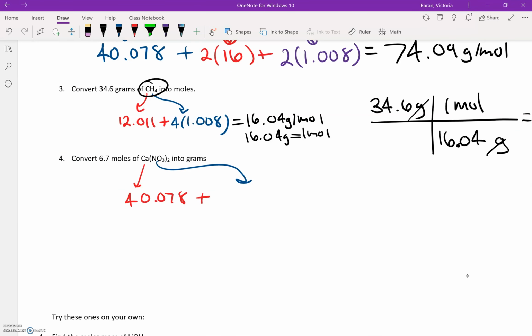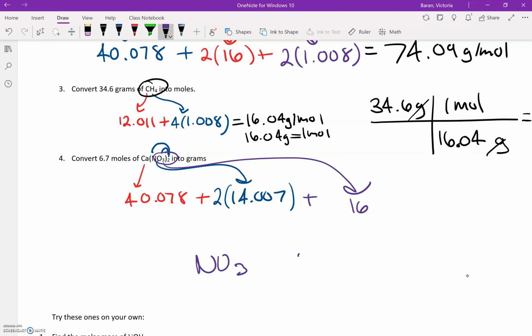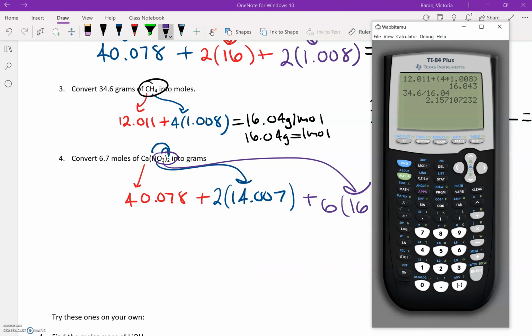14.007. But see that 2 on the outside? It gets applied to the nitrogen and the oxygen. So there's just one nitrogen, and then there's that 2. So we're going to multiply this by 2. Plus, now we have oxygen, which we know is 16. But notice it's O3. So we're going to have to do 3, because you're saying you have 2 NO3s. So we know we have 2 nitrogens, but we have to do the 2 times 3 because we have 6 oxygens in total. Okay. So I'm going to go ahead and do that.